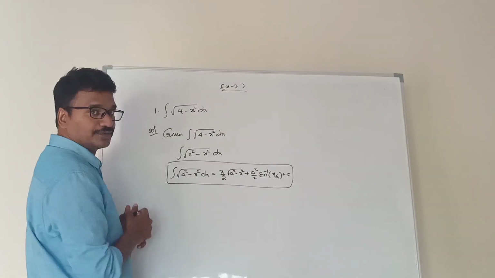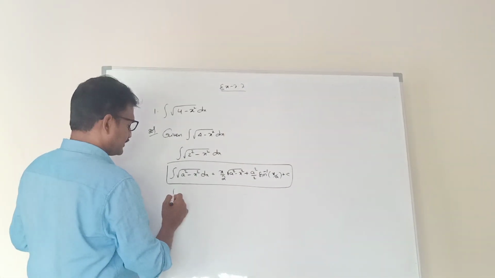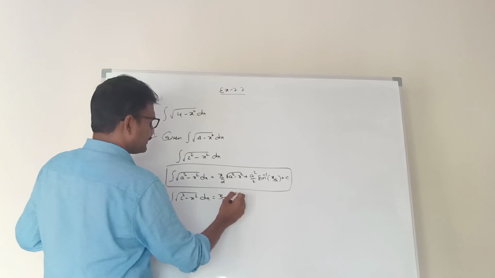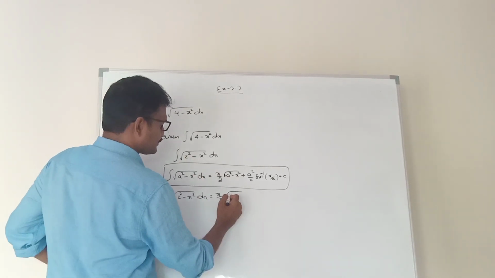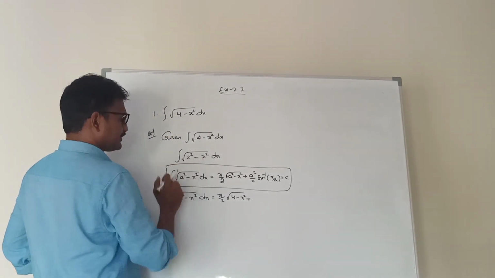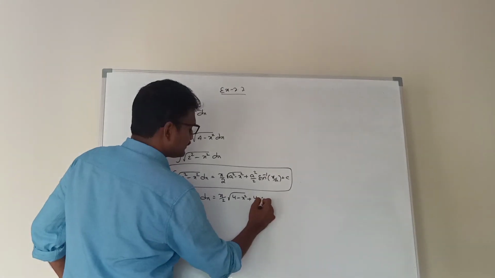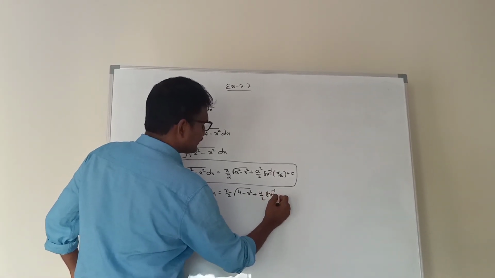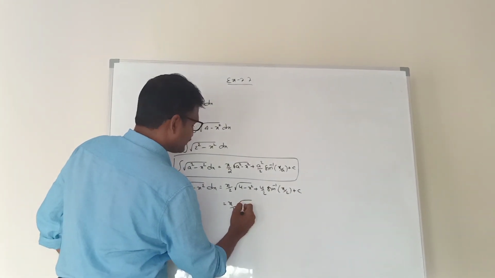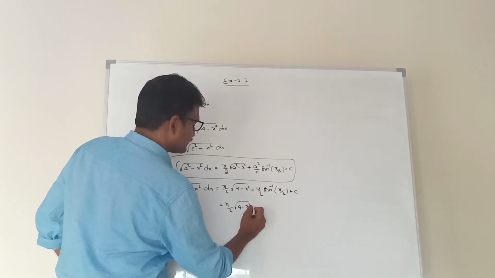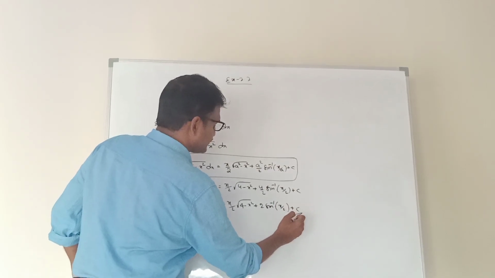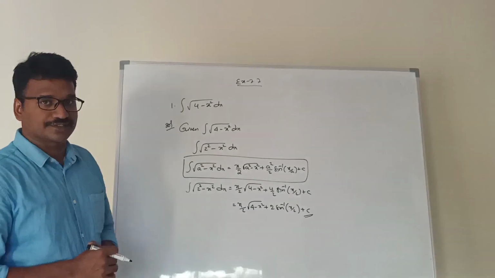In the place of a you have 2, so replace a with 2. Root of 2 square minus x square dx is equal to x by 2 into root of a square, a square means 2 square, 2 square means 4, 4 minus x square, plus a square by 2, a square means 2 square, 2 square means 4, 4 by 2 into sin inverse of x by a, x by 2, plus c. So x by 2 into root of 4 minus x square plus 2 into sin inverse of x by 2 plus c. This is the integration of root of 4 minus x square.